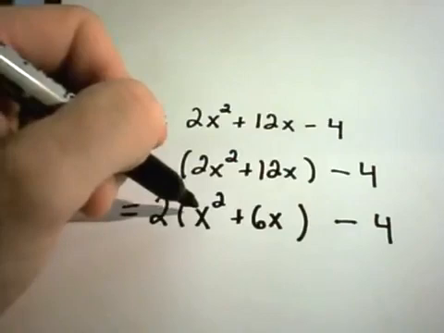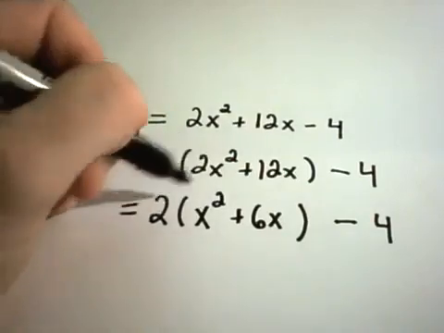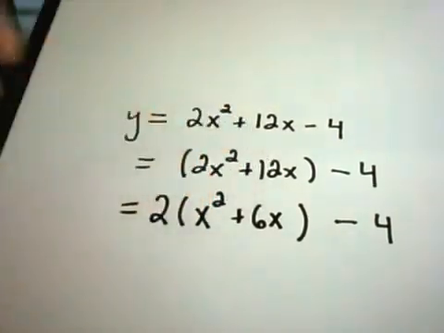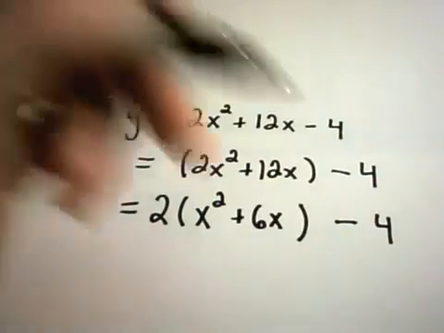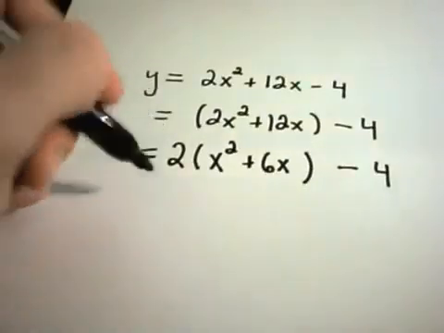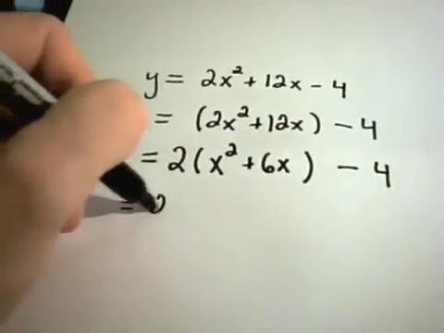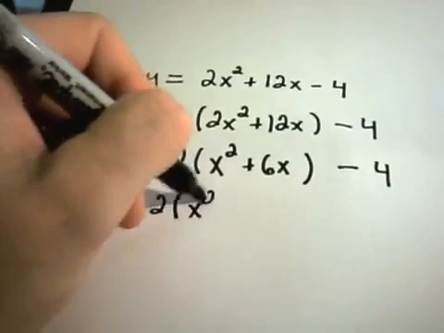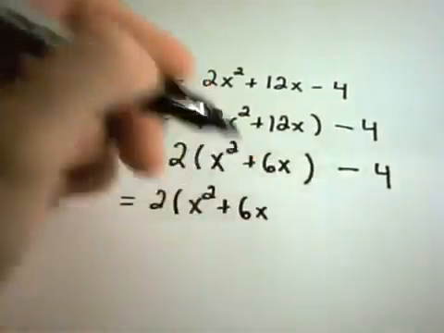Because again, 2 times x squared is 2x squared. 2 times positive 6x is positive 12x. Again, my minus 4 is still hanging out. So here comes the completing the square portion. Now it's like what we did before. So I have my x squared plus 6x.